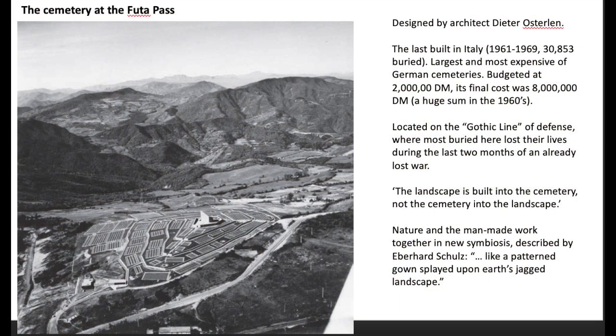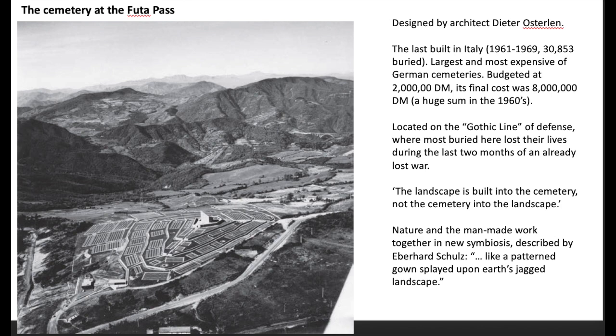Now the last one, here's a cemetery built, the Futa Pass, 1961 to 69. It has the largest, over 30,000 buried, and most soldiers came from fights over the Gothic Line. It's the largest and most expensive of the German cemeteries. It's north of Florence, by the way, about 50 kilometers north of Florence. And it cost a huge sum, 8 million, because of enormous differences, technical and political and so, but the VDK overcame. It was budgeted for 2 million and it ended up costing 8 million.